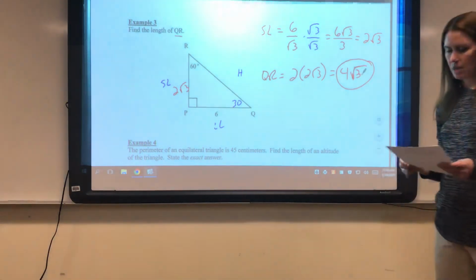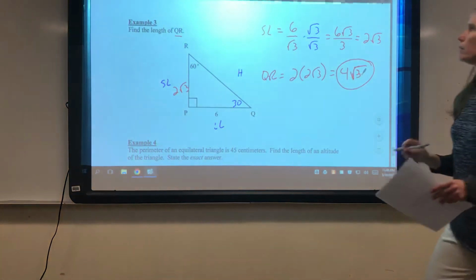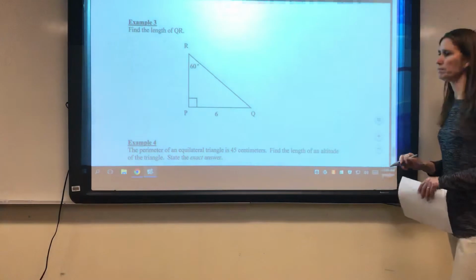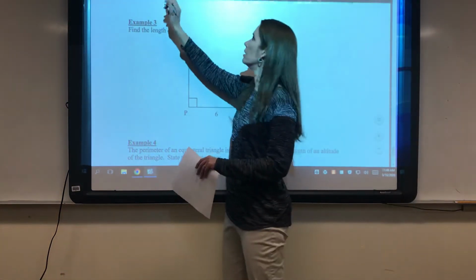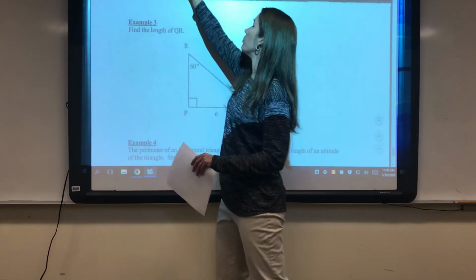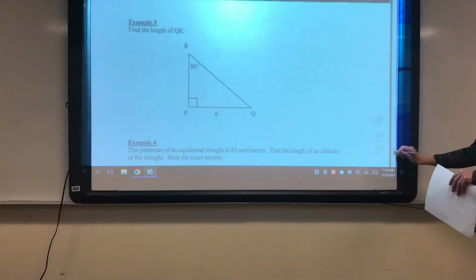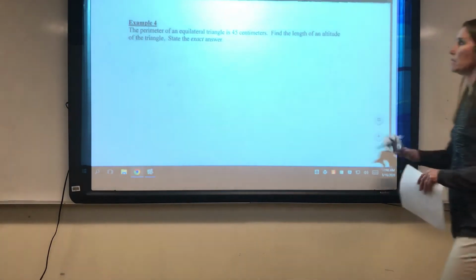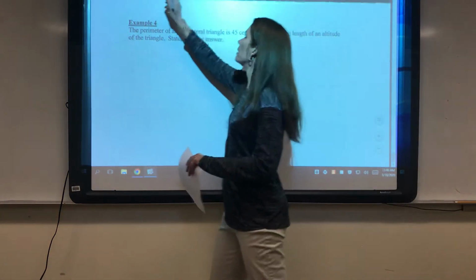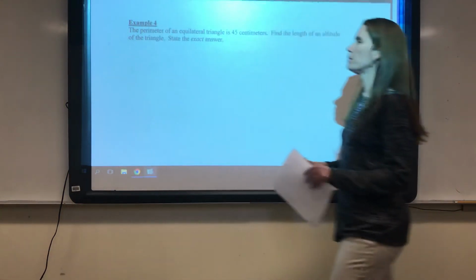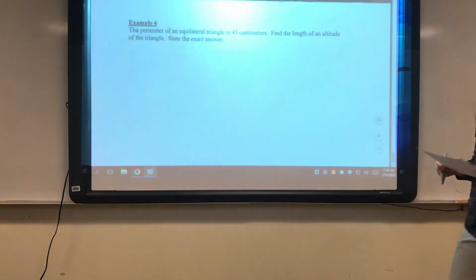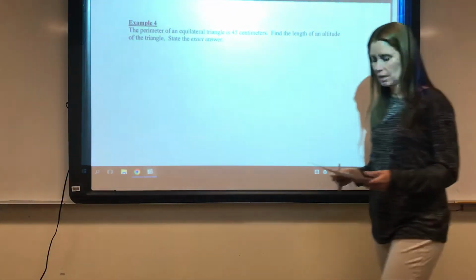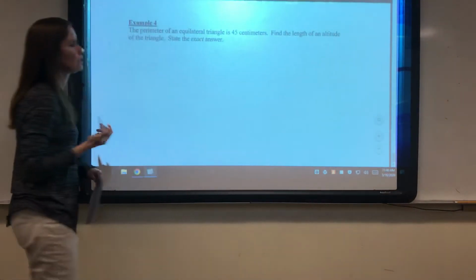Okay, and one more. So if we go ahead and clear that, then on example 4, it says that the perimeter of an equilateral triangle is 45 centimeters. Find the length of an altitude of the triangle. State the exact answer. So they didn't give us a picture this time, so we can make a picture.